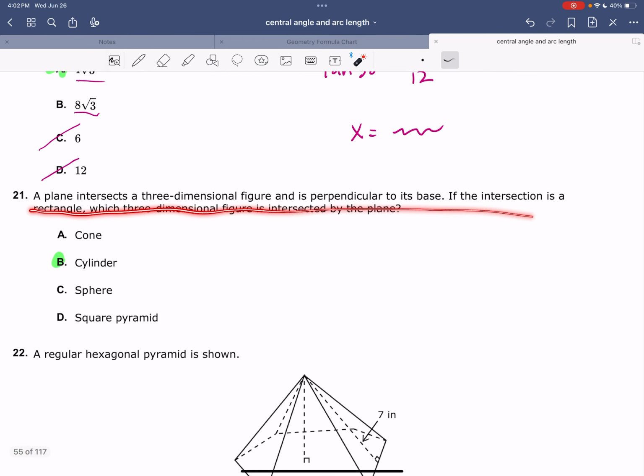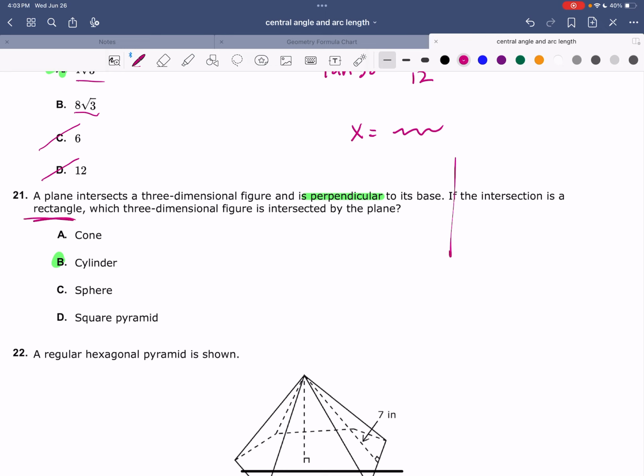Now there's a figure here, and you're going to cut it with a plane perpendicular to its base. Do you see this perpendicular to its base? So you're going to cut it vertically like that. And which one has a rectangle? That's what you're trying to find. So first, this is a cone. Second one is a cylinder. Third one is a sphere. Fourth one is a pyramid.